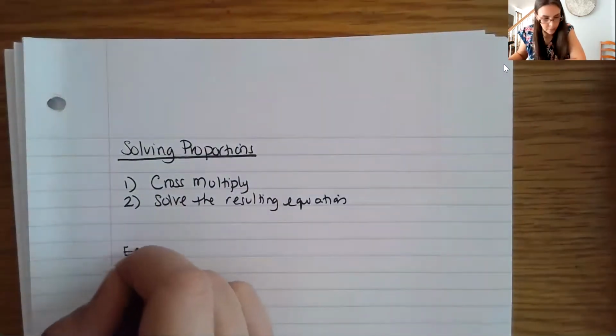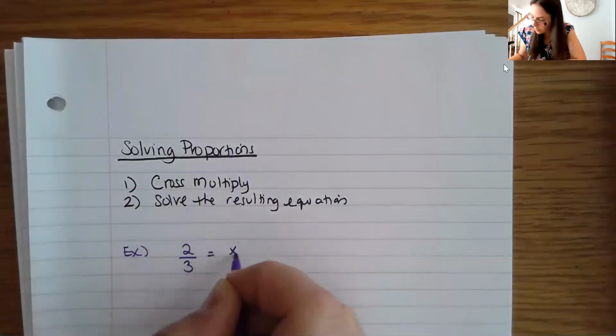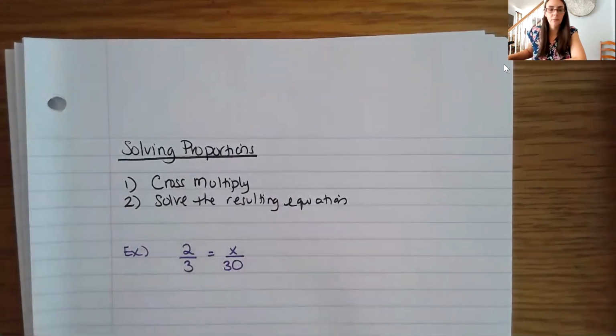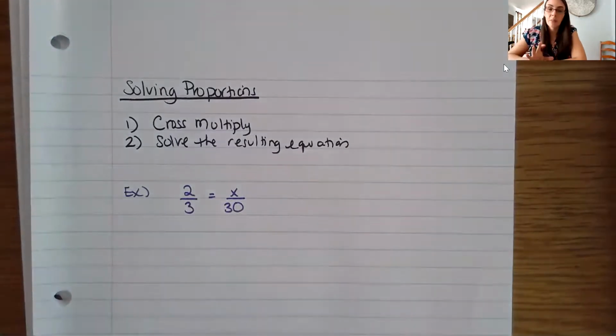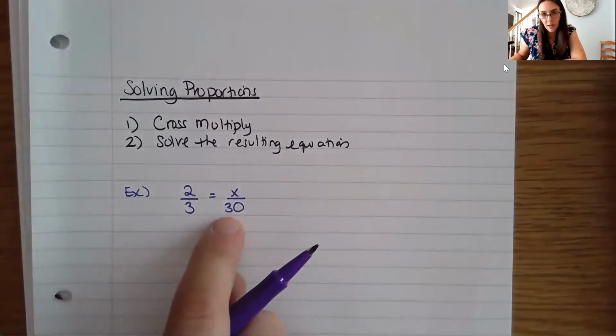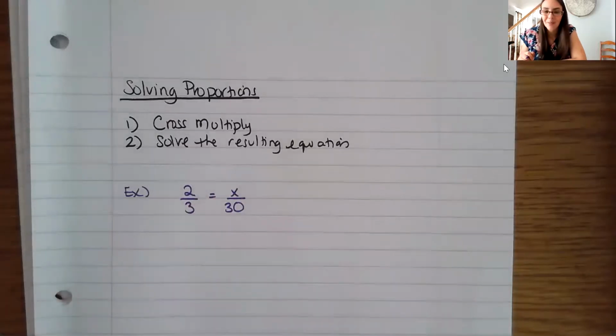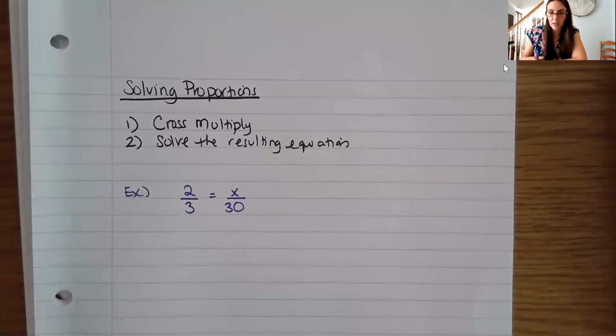So for example, 2 over 3 is equal to x over 30. Now, like I've said before, there is more than one way to do this. You may notice that 3 times 10 is 30. So 2 times 10 is 20 should be the answer. So if you can see that, then that's fine. But for most people, just cross multiplying or using those cross products is the easiest way to do this.